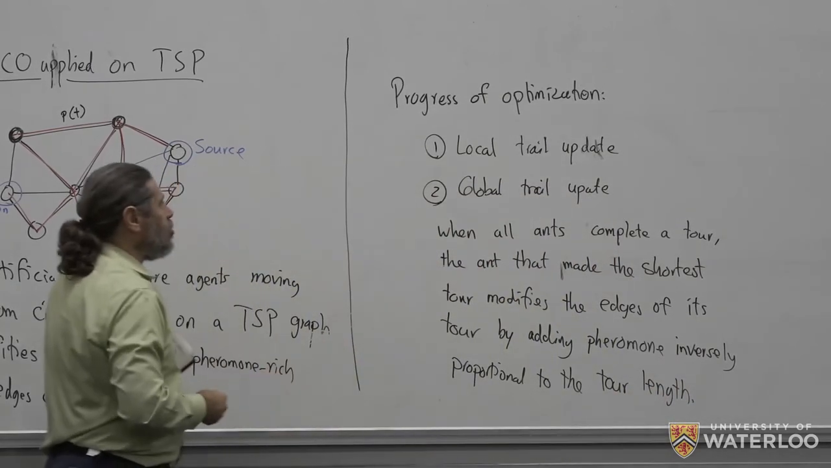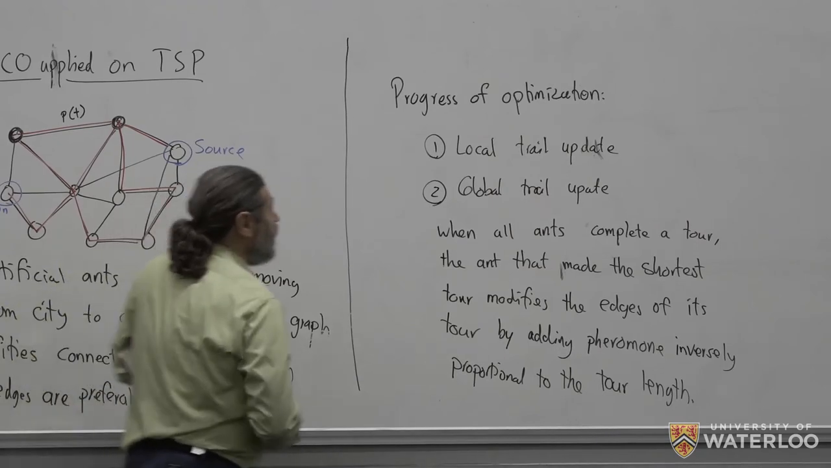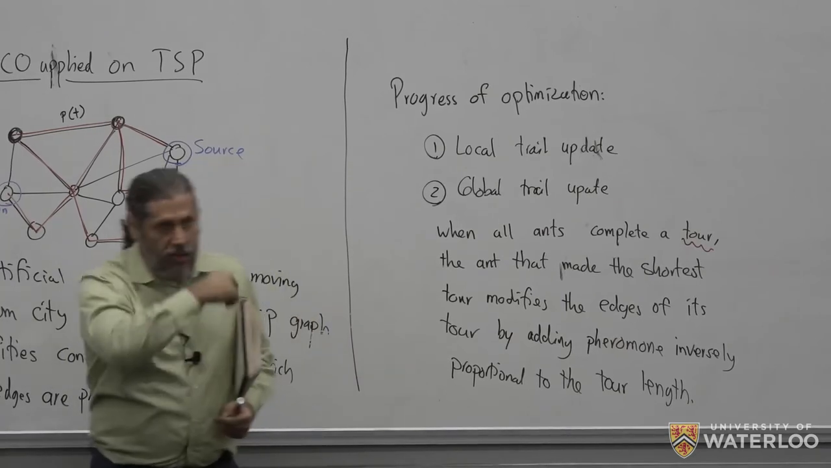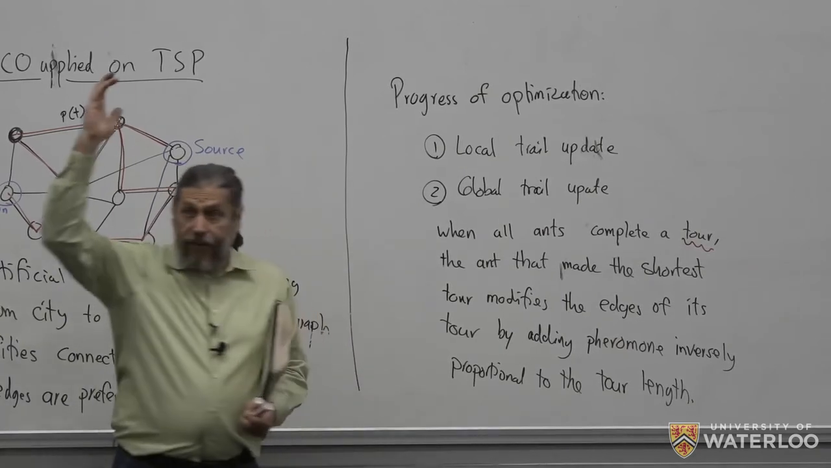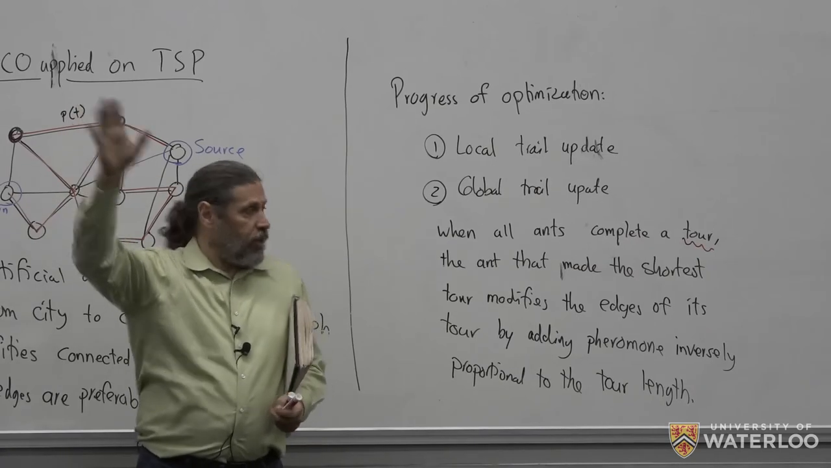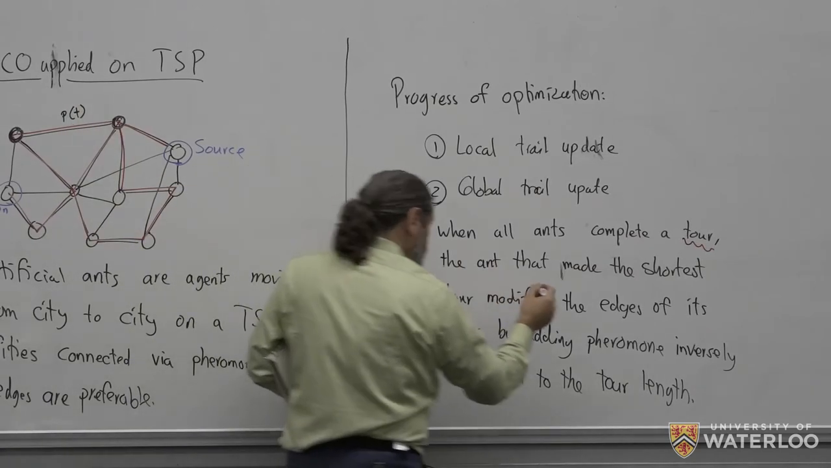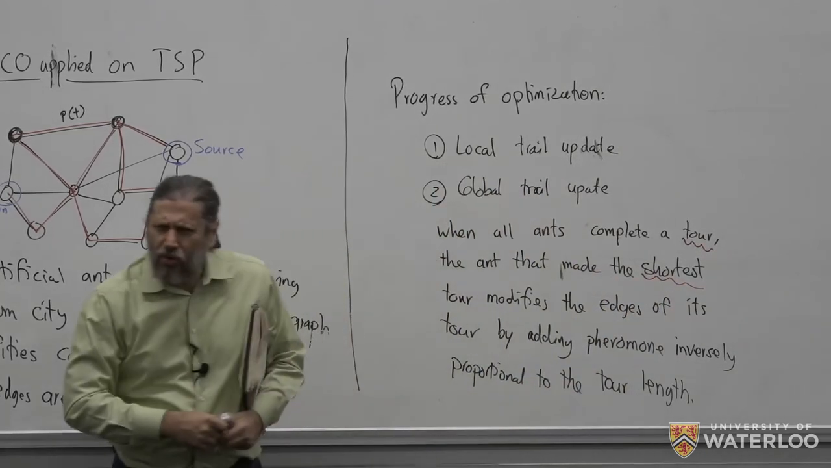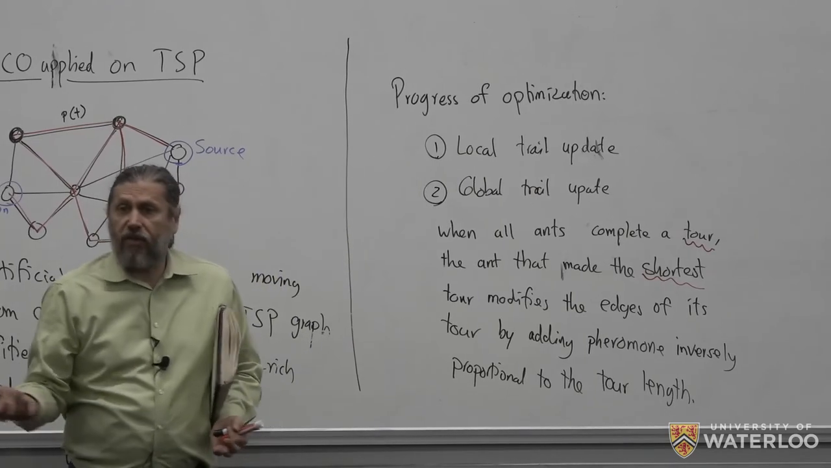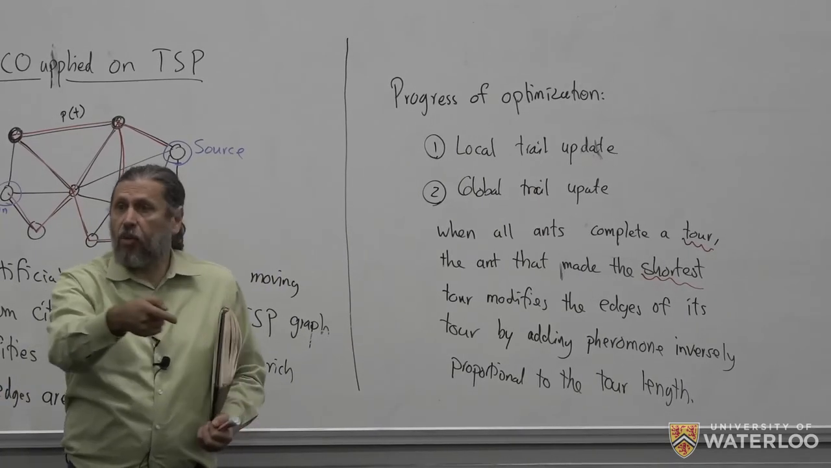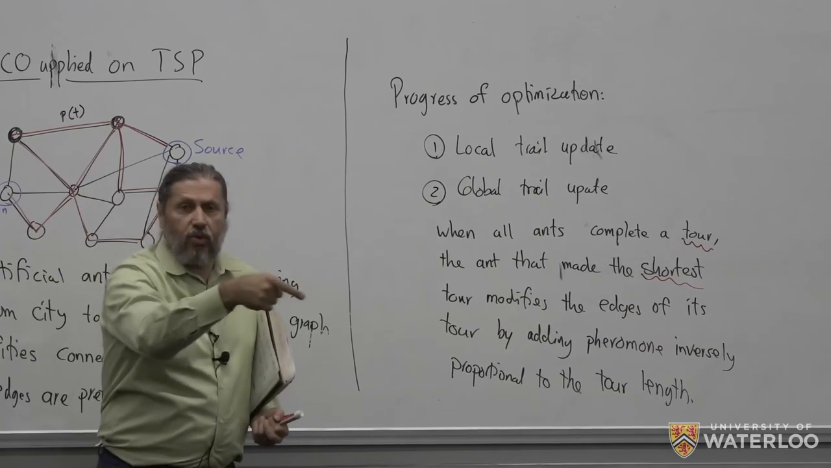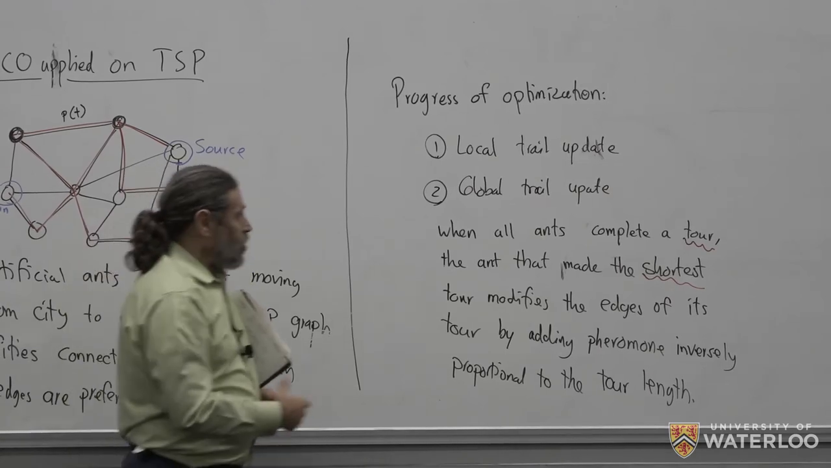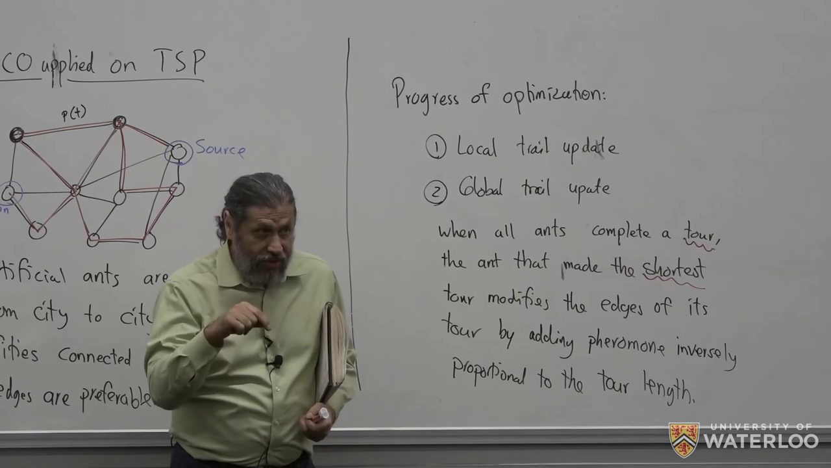So when all ants complete a tour, what is a tour? You start from the source, you get to the destination. This is one tour. So I got there, I got to the peak. Then the ant that makes the shortest tour, of course. Who is allowed to change things? The winner. Who got there first? That ant. Ant number 125. Okay, ant number 225, you can make changes because you won. So we have to determine who makes the changes.